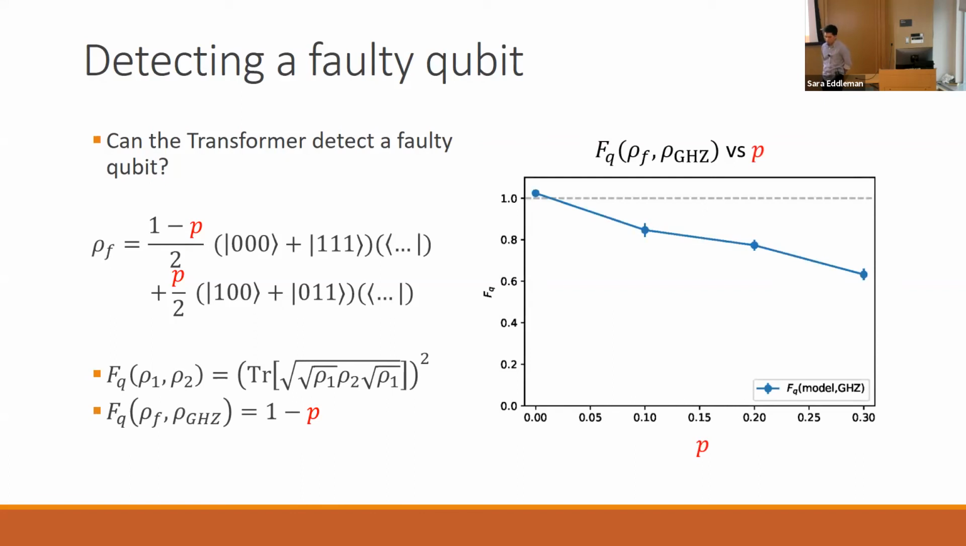And so this is the result that we see from the transformer. With increasing p, you can see that not only does the quantum fidelity decrease linearly with p, but it also is a good estimation for p itself by using this formula 1 minus p here.